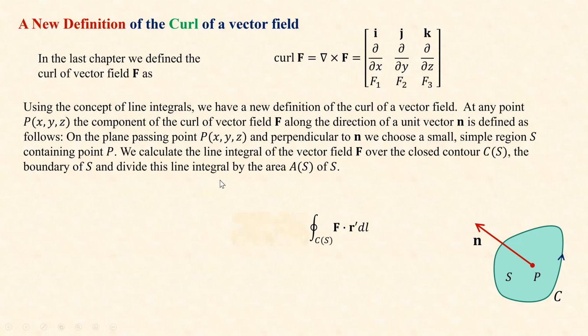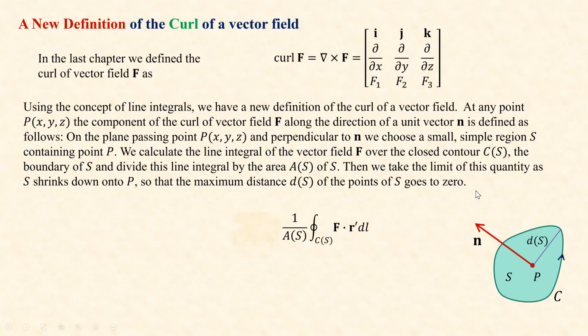Then divide this line integral by the area. If this has area A, we divide that by the area of this S. All right, and then take the limit of this quantity as S shrinks down onto P. So this piece shrinks down here so that the maximum distance D of S of the points of S goes to 0. All right, so we take a limit as D of S goes to 0.